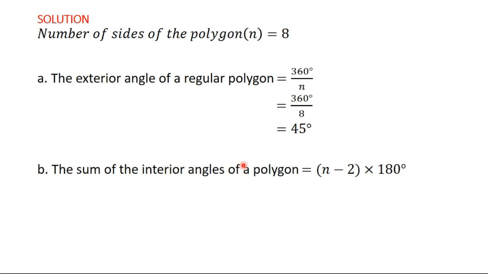Let's consider the B, the sum of the interior angles of the polygon. We know that the sum of the interior angles of a polygon is given by n minus 2 times 180 degrees. N is 8, so we are going to have 8 minus 2 times 180 degrees. We simplify this and we are getting 1080 degrees. So if you sum all the interior angles in the regular polygon, we are going to get 1080 degrees.